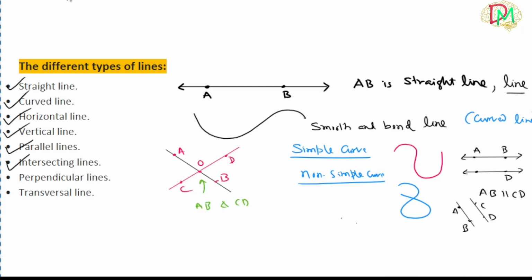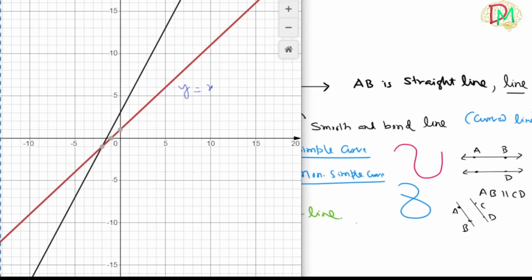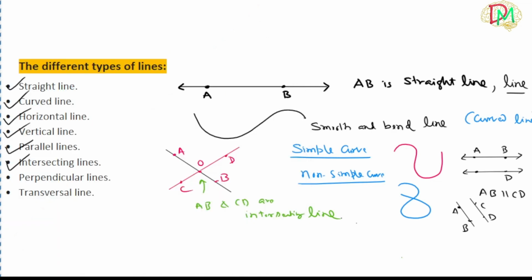Now we learn the intersecting line. If AB and CD intersect at O, then we can say that AB and CD are intersecting lines. This is y is equal to x plus 1 and this is y is equal to 2x plus 3. They intersect, for example, at P. Next we learn the perpendicular line. When two lines intersect each other at 90 degrees, this is 90 degrees, then we can say they are perpendicular to each other.